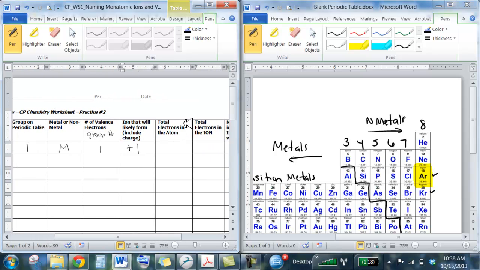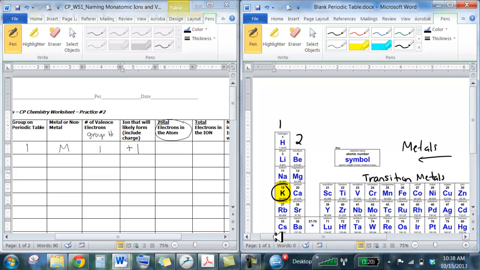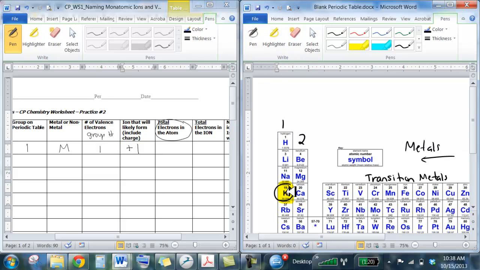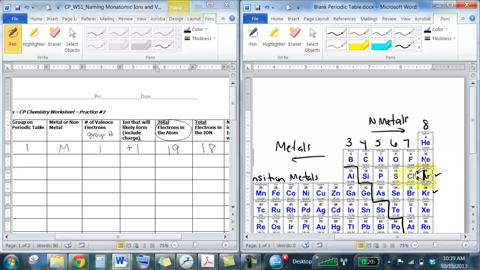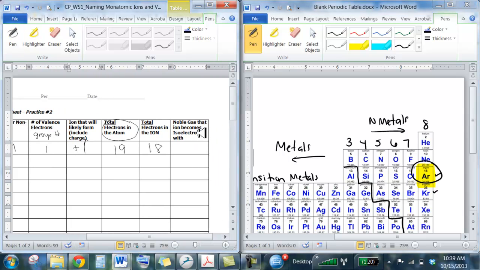All right, now this question right here, total electrons in the atom, refers to what it started with. So let's go back to potassium. It started with 19 electrons. That's the same as the atomic number. In the atom, those two are the same. But in the ion, it's changed because when it lost this 1 electron, it dropped down to 18. And we knew that because it ended up the same as the argon right here. So the noble gas that the ion becomes isoelectronic with will be argon. Right. So you guys are going to do the same thing for the other ones.